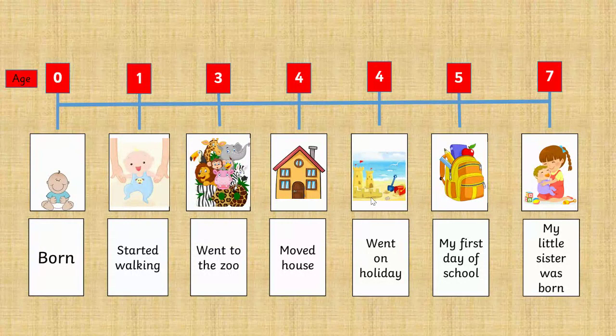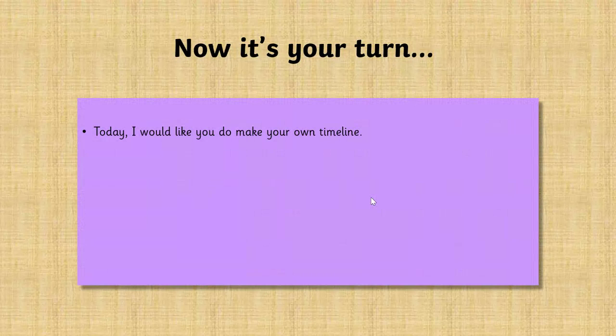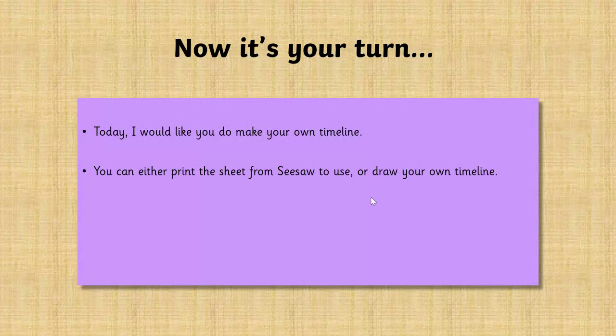Okay, so this time in my timeline, I've put my age on my timeline as well as my picture and words describing what happened at that age. Right, now it's your turn. This is what I would like you to do today. Today I would like you to do your very own timeline. You can either print the sheet from Seesaw to use, or you can draw your own timeline. You might need a ruler if you're going to draw your own timeline.